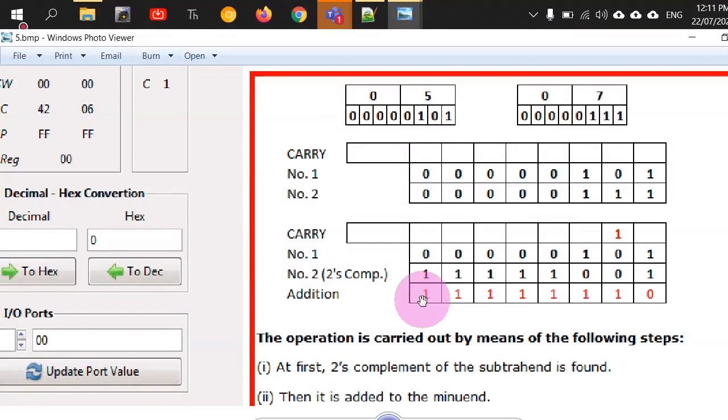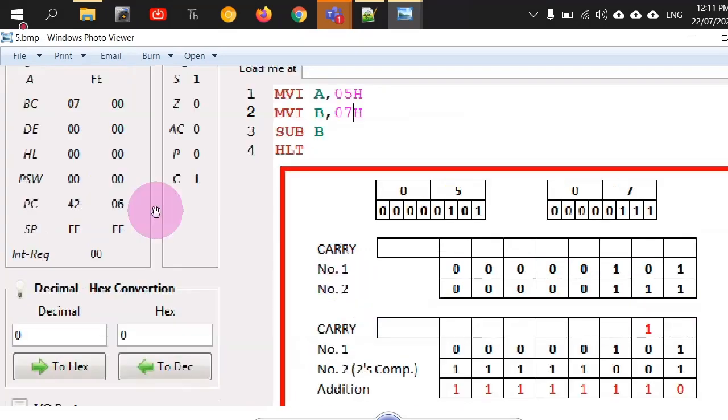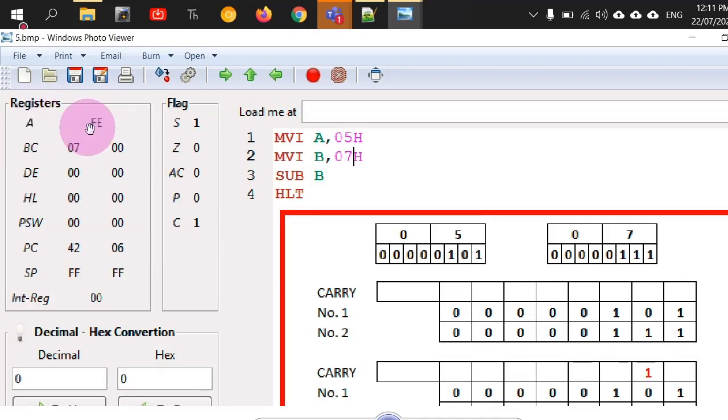Now what is the value of all ones here? FF, I mean this 1, 1, 1, 1. 4 bits of 1 will make an F. And this 1, 1, 1, 0 will make what? E. Is it or is it not? So you can see here the result in A is FE, right?